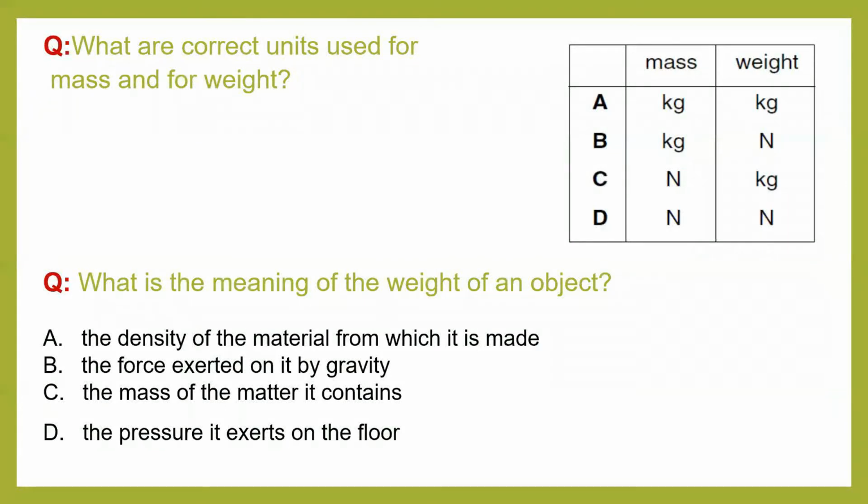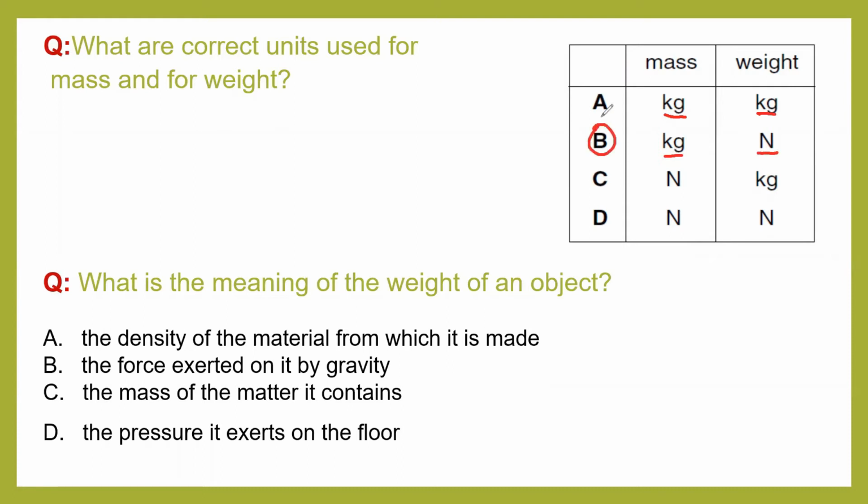Now we can practice some questions. What are the correct units for mass and for weight? So we are going to see here the options. In option A, it's kilogram and kilogram. Both are the same one, so both cannot be the same. So in B, mass is in kilogram and weight is in newtons. That's the correct one.